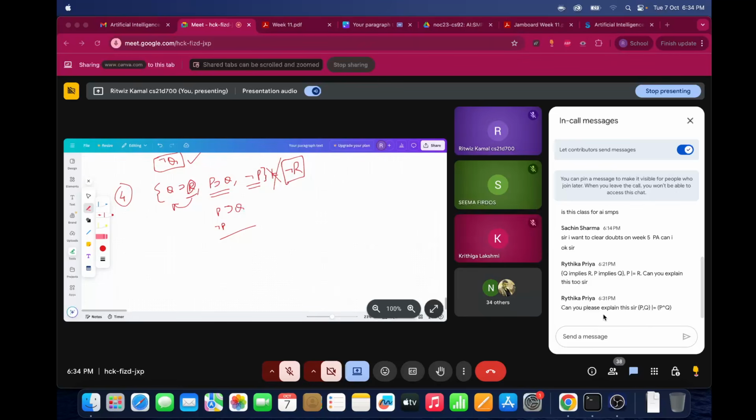So P implies Q can also be rewritten as not of P or Q, right? So let's fill in the truth table for this. With P and Q as true and true, what will be the truth value of P implies Q? True. Correct. It will be true, because not of P is false and then Q is true, so not of P or Q will be true.